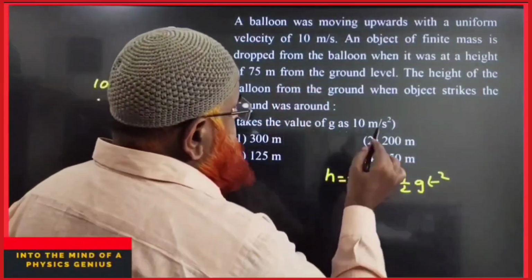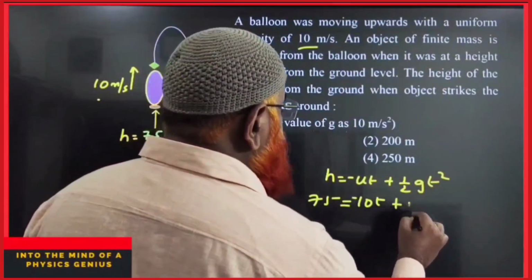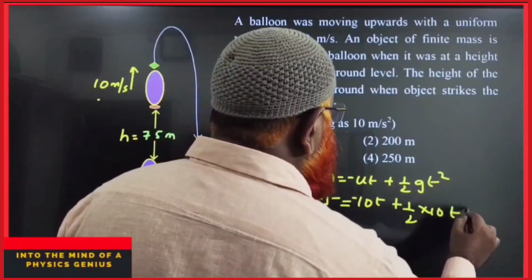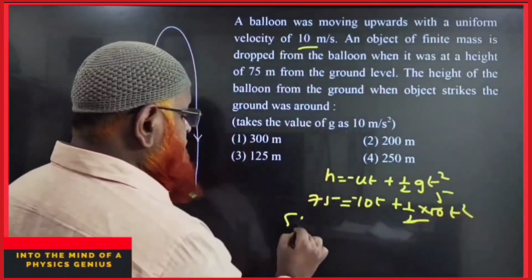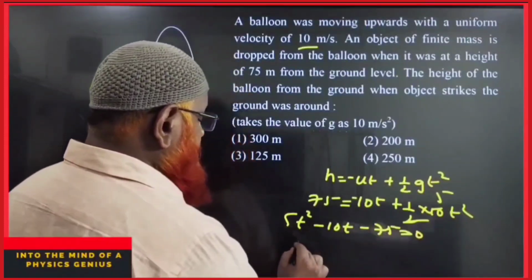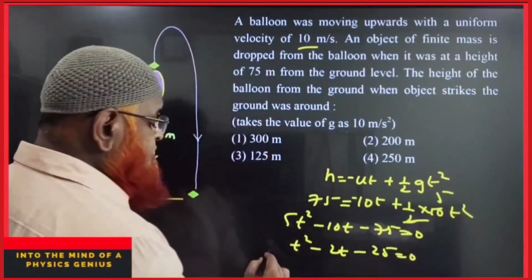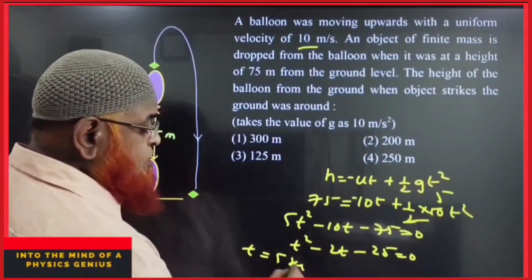Next, what is the h here? 75. U is how much? 10. So 75 is equal to minus 10t plus half into 10 into t square, which is 5t square. So what is left now? 5t square minus 10t minus 75 is equal to 0. This is t square minus 2t minus 15 is equal to 0. By solving this, you will get t is equal to 5 seconds.